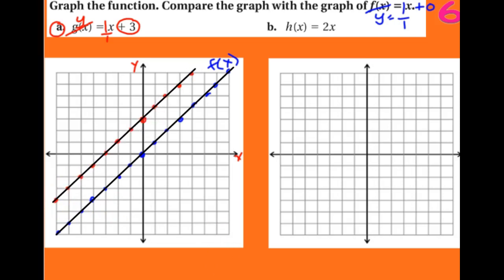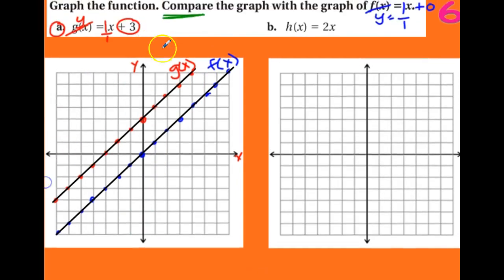So draw your line. I'm going to label this one g of x so that I can tell them apart, so I know which one's which. If you want to use colored pencils to do one in red and one in blue, or whatever color you'd like, so you can tell them apart, that would be a good idea. But it says this word compare, so I need to just do that, compare.